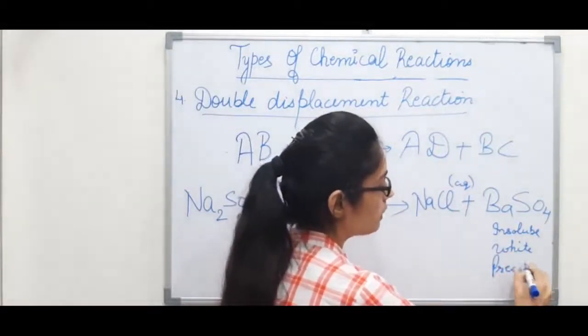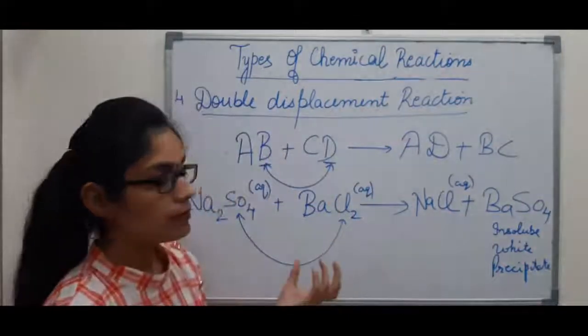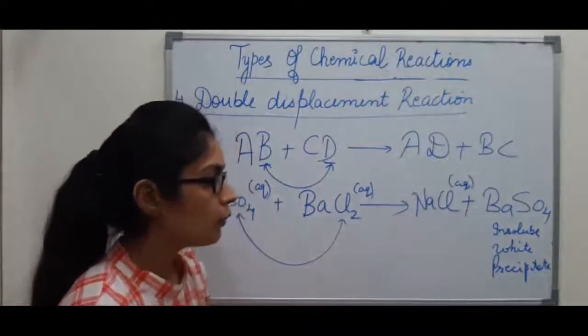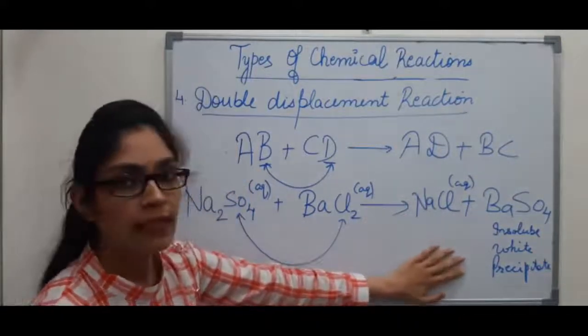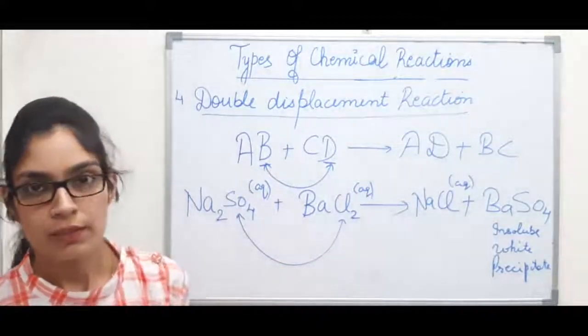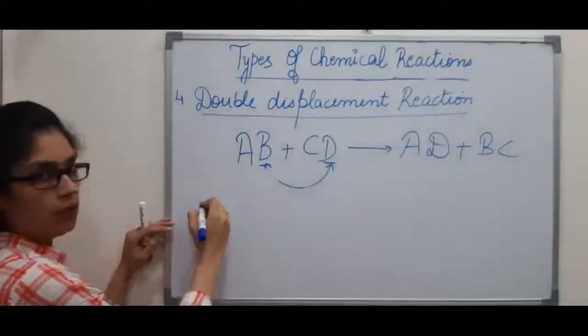Insoluble white precipitate means some white precipitate separates and can be seen apart from sodium chloride. Whenever precipitates are formed, those types of reactions are also known as precipitation reactions. Now let's take one more example.